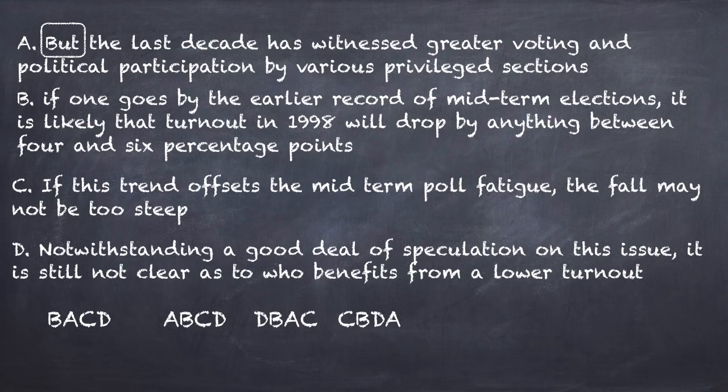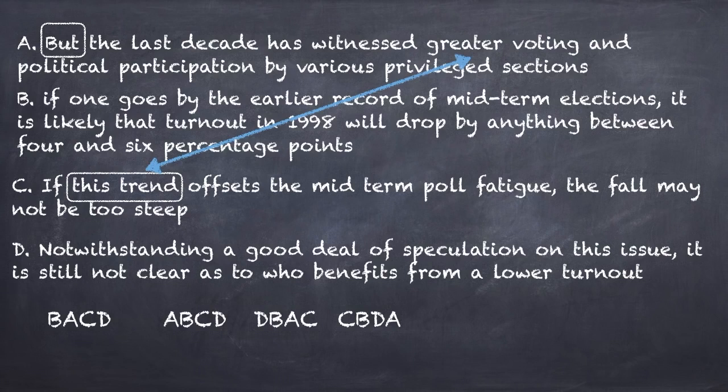So, "but the last decade has witnessed greater voting." I'll not read any further. Option B. "If one goes by the earlier record of midterm," I can start from here. There's not a problem here. Option C. "If this trend," which trend, right? Now I have something to look for specifically. If this trend, now there is a trend in both the sentences A and B, right? In A, "but the last decade has witnessed greater voting," so there is some trend there. And in B, "if one goes by the earlier record of midterm elections, it is likely that the turnout will drop." So that is another trend. So what is this trend referring to, right?